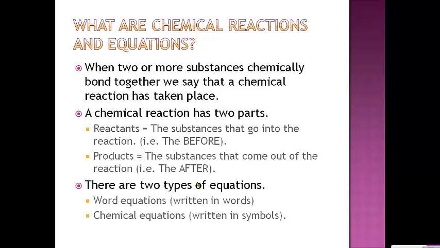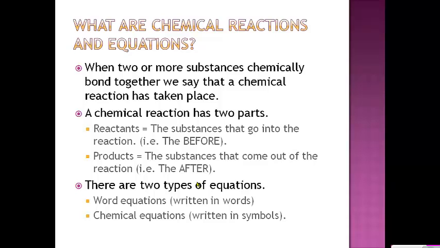And then you have the products. The products are the things that come out of the chemical reaction. Okay? They are basically the substance that you have after the chemical reaction takes place. We talked about this a little bit when we talked about photosynthesis. The reactants for photosynthesis are water and carbon dioxide. And the products for photosynthesis are oxygen and glucose. Okay? So the reactants go in, the products come out.